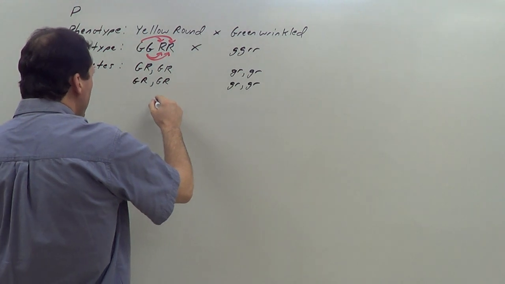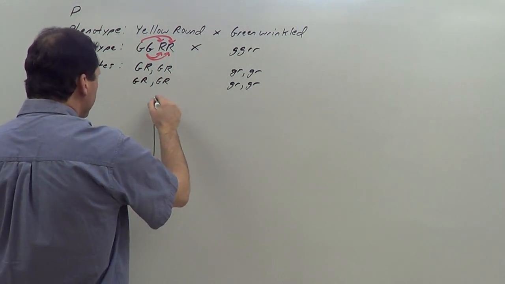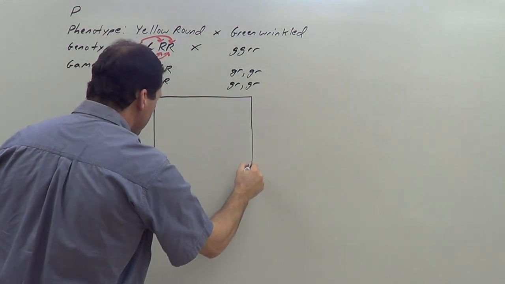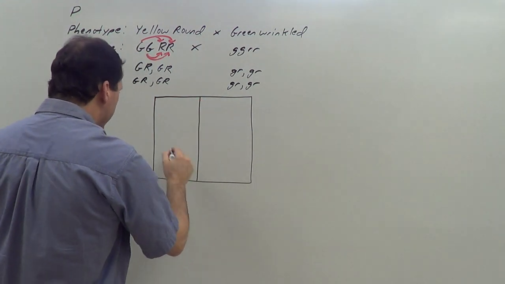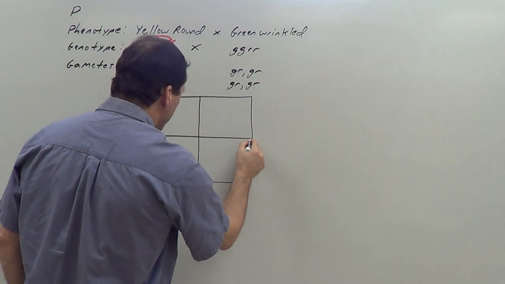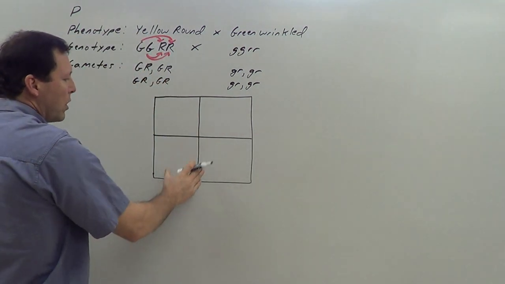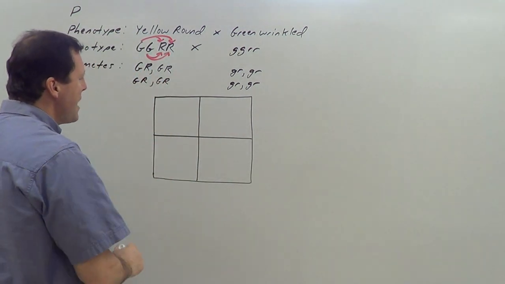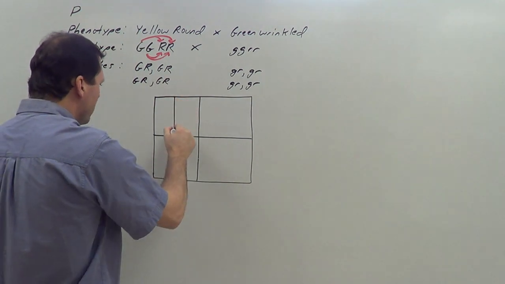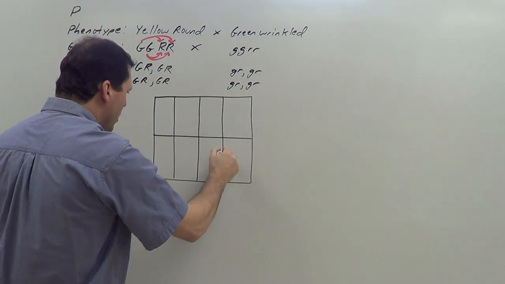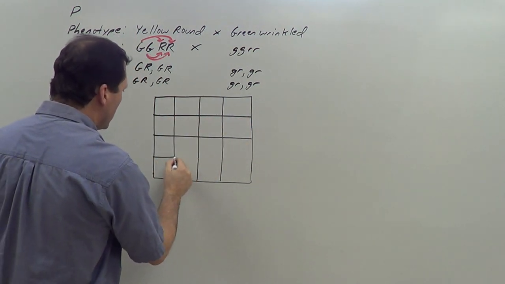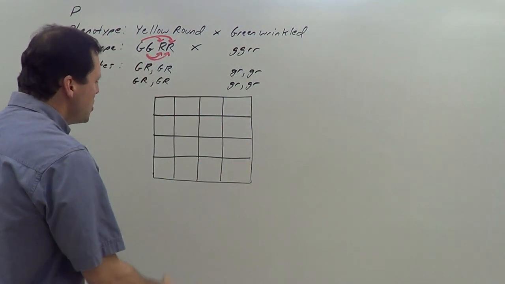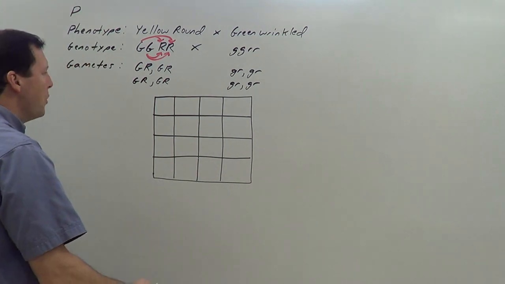Now I'm going to go ahead and draw a Punnett square. This Punnett square is going to be a bit bigger because we're talking about two characters here as opposed to one. Now, that would work for a monohybrid cross, but this is a dihybrid cross, so I want to double everything. Cut it in half, cut it in half. Double everything. Cut it in half, cut it in half. 16 squares as opposed to 4.